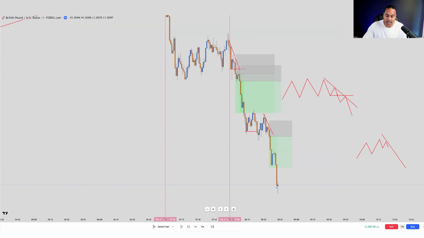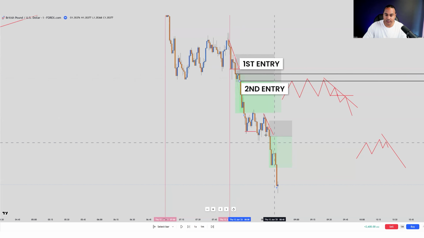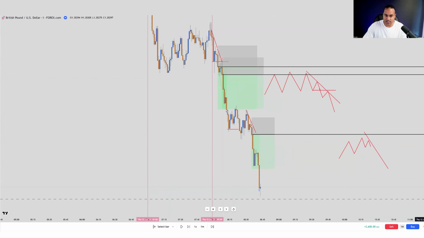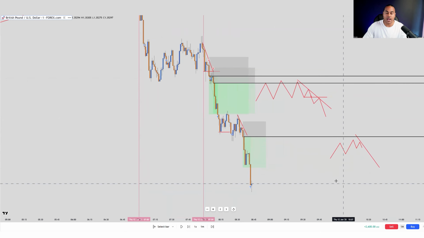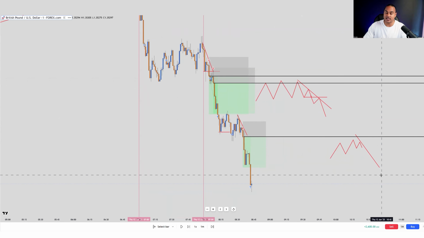So what I want to point out here is this. This is our first entry. This is our second entry. And this is our third entry using a simple model, which is the two candle theory incorporated with deviations and the anticipation of the market continuing in a simple trend.